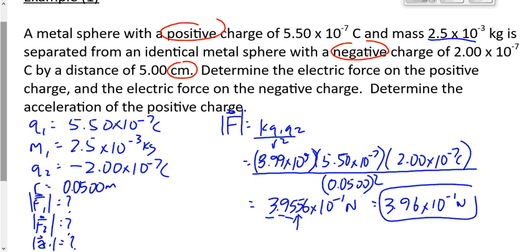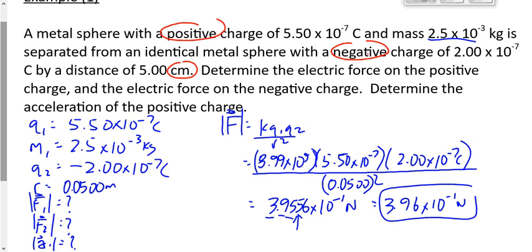There's my answer. The answer for what, though? The force on charge 1 or the force on charge 2? If object 1 applies a force on object 2, object 2 applies an equal and opposite force on object 1. So that's the magnitude of the force on both of them, right? It's an attractive force. We know that because they're opposite charges. So the force is 3.96 times 10 to the negative 1 on both of them, towards each other.